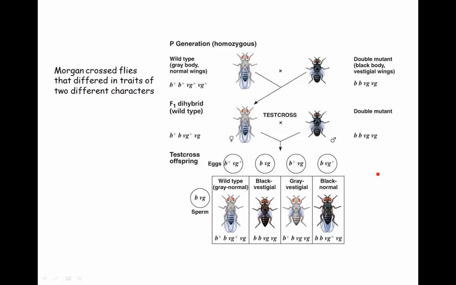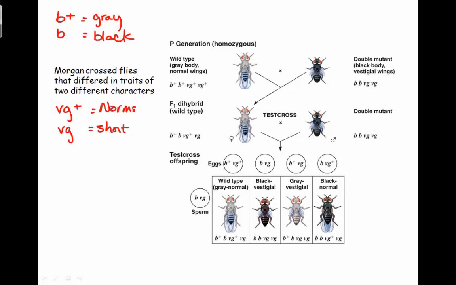He had a body gene, which also had a mutant version. So we have B plus and we have b. B plus was for gray, and b was for black. He had another gene, a wing type gene, where the mutants had short, tiny wings, so he called them vestigial wings, and I'll just say short wings here. And then he had the normal wing type. So he took a fruit fly that was homozygous wild type for both of the genes.